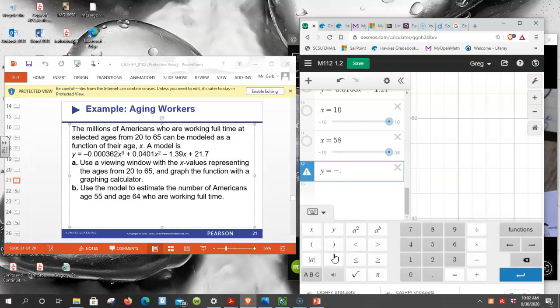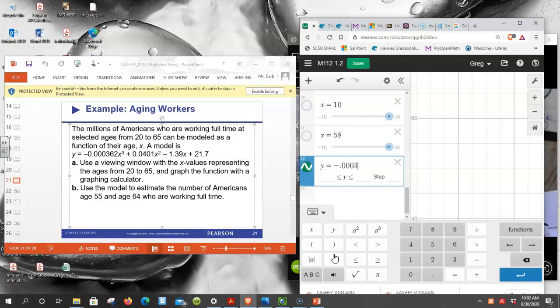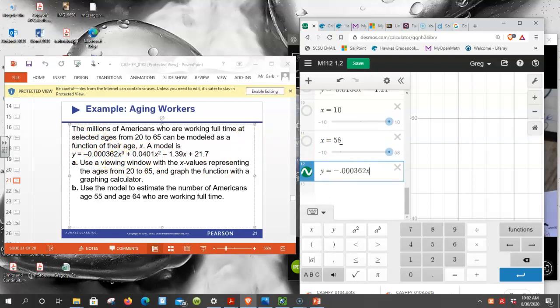Negative 0.000362. Eventually, we're going to get to the point where we create these models ourselves. Like we figure out this formula ourselves. But we're not there yet. All right. x cubed plus 0.0401x squared minus 1.39x plus 1.7. Enter. Okay.